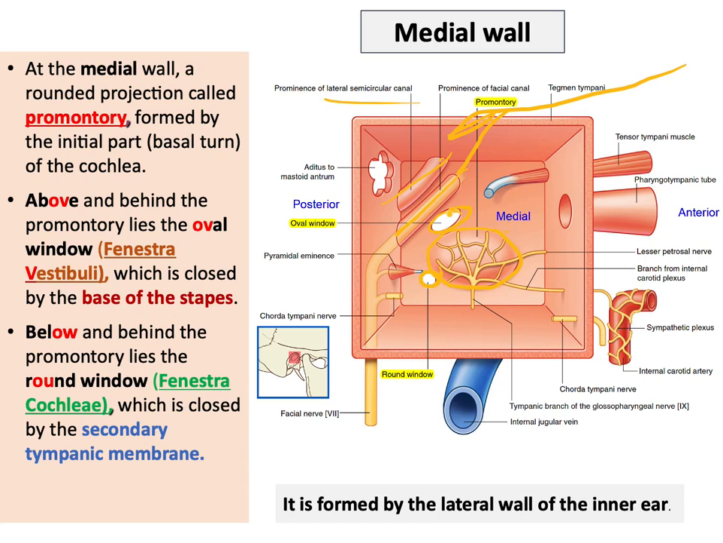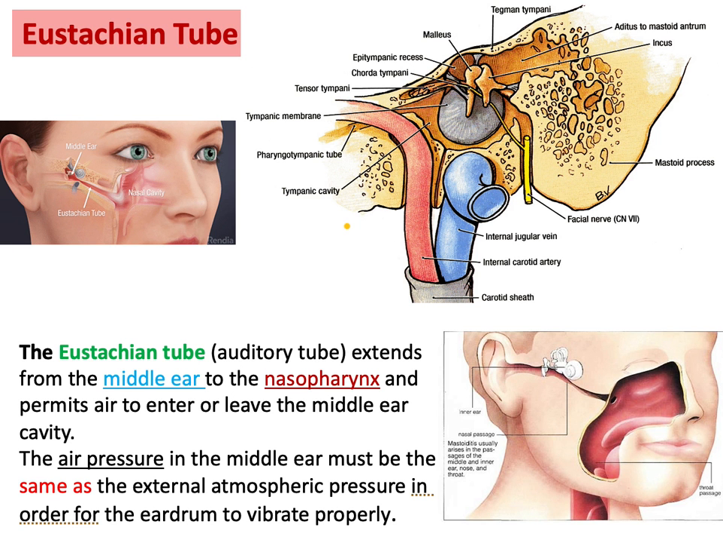Remember, the upper one is the oval window, and the lower one is the round window. We also call the oval window fenestra vestibuli, and the lower, round one is called fenestra cochleae.